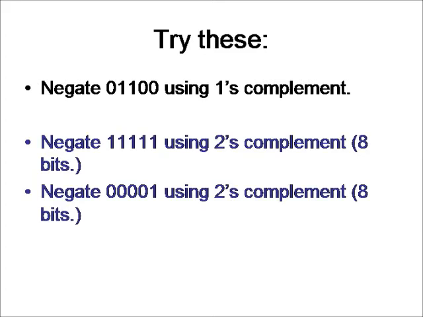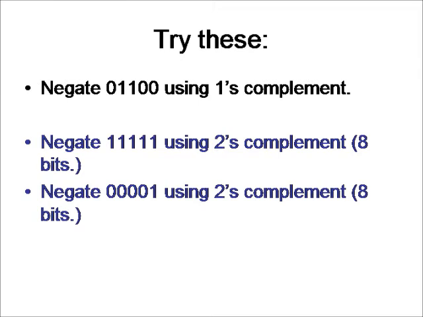The reason I want to take a look at these bottom 2 problems is because of how they are represented. In these bottom two problems, we're going to negate 11111, which is basically 2 to the 5th minus 1, or 31, using 2's complement. And then we're going to negate 1 using 2's complement. So what we are looking for is negative 31 and negative 1.